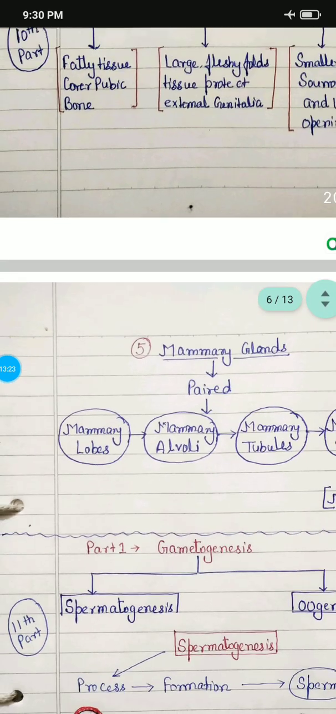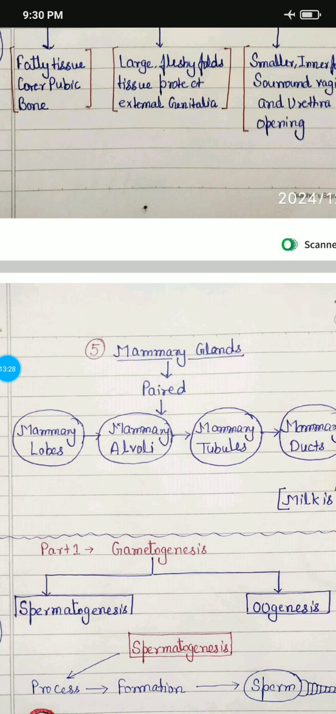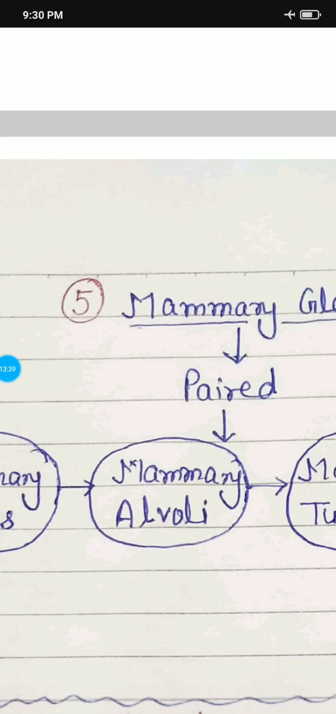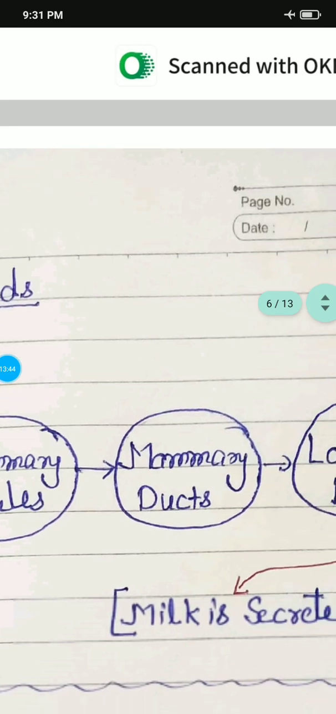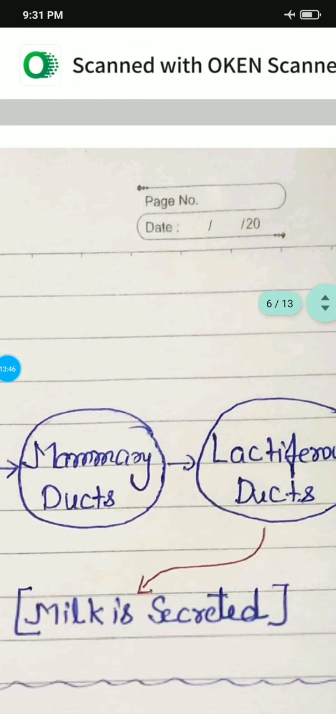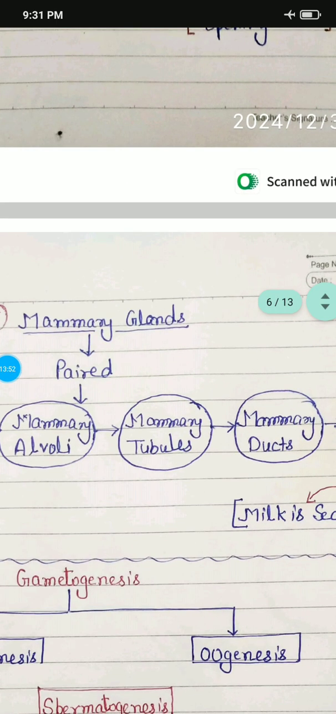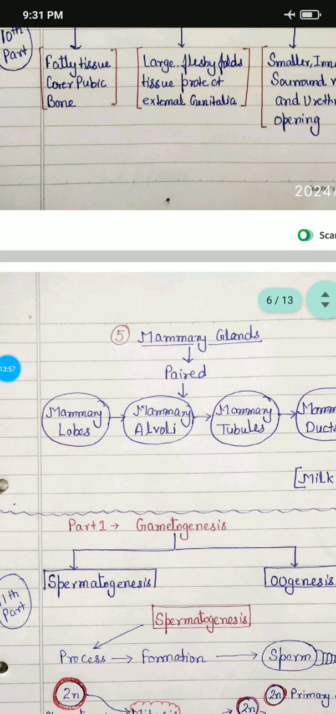Now the next one is the mammary gland. I have already shown you here very clearly. The mammary glands are paired, and they start from the mammary lobes. They go to the mammary alveoli. There are many alveoli, which create mammary tubules. Mammary tubules form mammary ducts. Mammary ducts become the lactiferous duct, from where the milk is secreted. Not very serious questions are asked, only things like lobes, alveoli, tubules, these types of questions come.